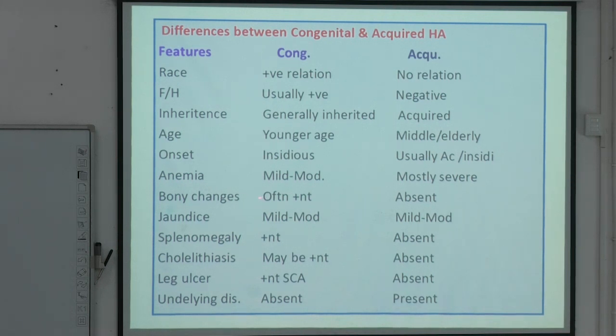Bony changes are often present in cases of congenital hemolytic anemia and absent in acquired. Jaundice can be present in both cases. Splenomegaly is usually present in congenital hemolytic anemia but absent here. Cholelithiasis may be present due to hyperbilirubinemia. There is increased incidence of gallstone formation in cases of hemolytic anemias.